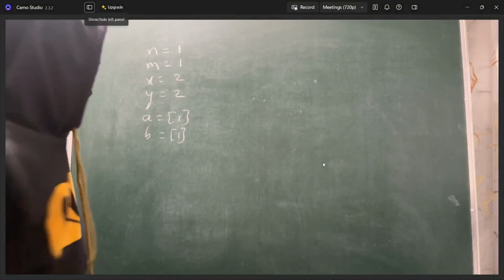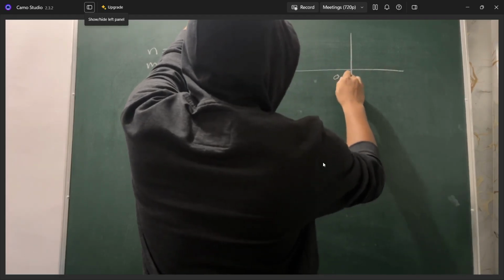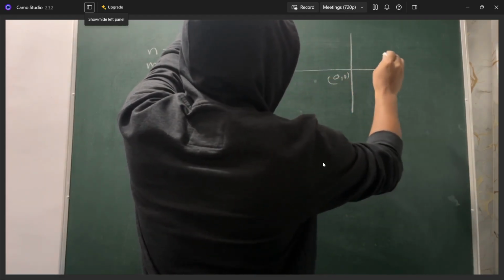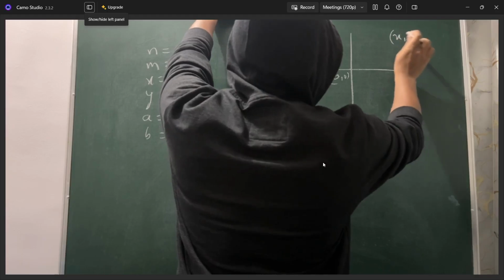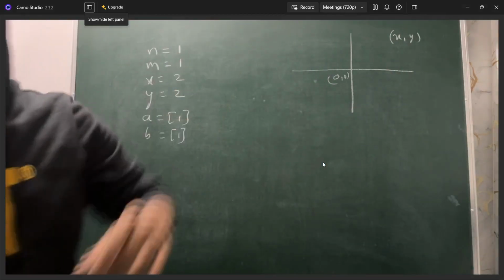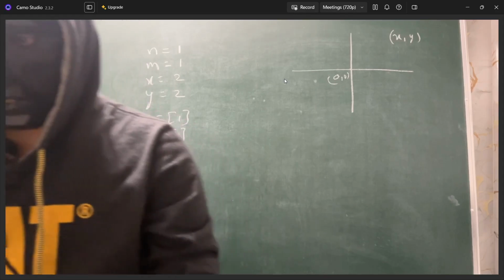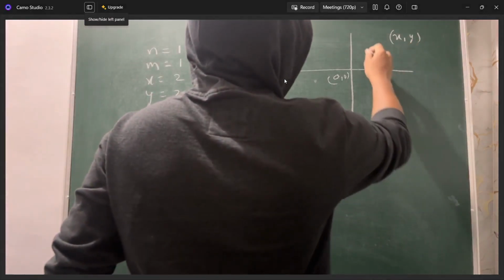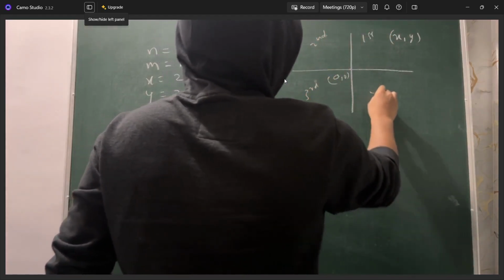Let me try to explain what they're saying. This is a 2D coordinate plane, you are at 0 comma 0, and you want to reach the position x comma y. Let's understand whether x and y are always positive. In the test case they have said it is a positive integer, so x and y will always lie in the range from 2 to 10 power 9, which means your position will be in the first quadrant only. This is the first quadrant, this is the second, this is the third, and this is the fourth, as you know from math.